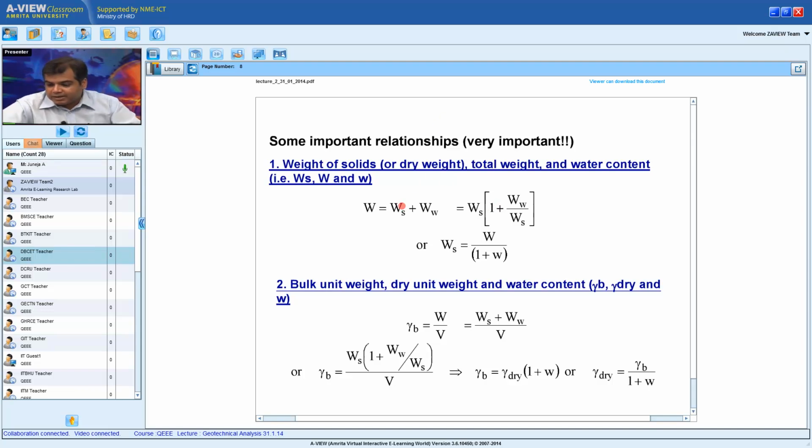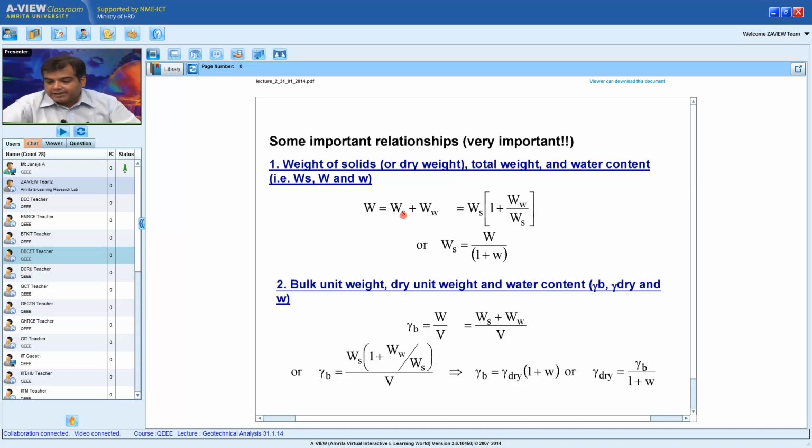Okay, the first relationship is between the weight of solids, that's Ws, the total weight, that's capital W, and the water content, small w. So we are aware the total weight would be the weight of solids plus the weight of water. There's no rocket science in this. Weight of solids plus weight of water.